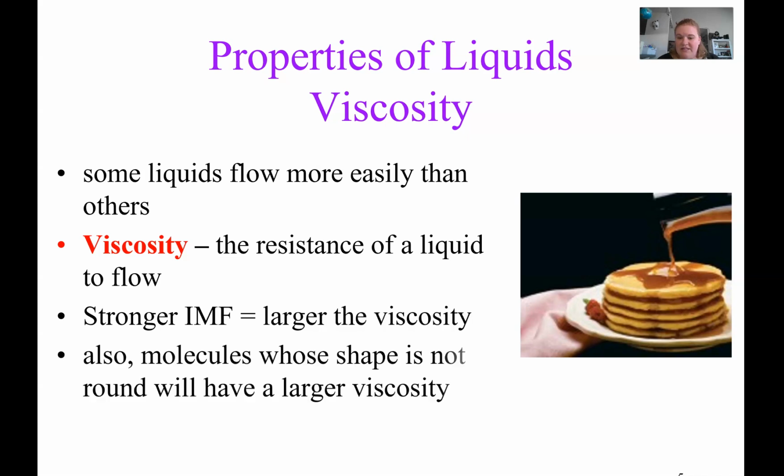Another property is viscosity, and viscosity is the resistance to flow. So that means that if something is more viscous, we might describe it as being thicker. So there's maple syrup on there. Molasses would definitely fit into this category, or chocolate syrup. So really, if you think of pouring anything slowly, it would fall into this category.